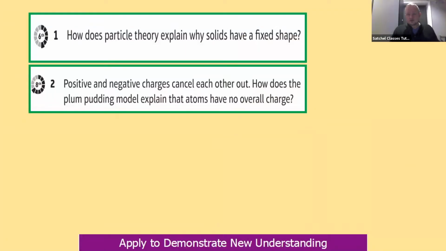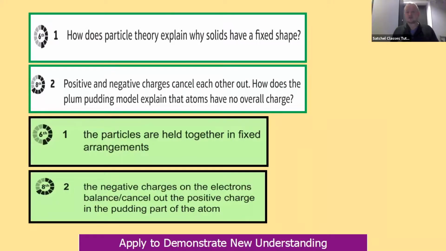So, just taking a segue sideways for a moment, how does particle theory explain why solids have a fixed shape? And positive and negative charges cancel each other out, so how does the plum pudding model explain atoms have no overall charge? Well, first off, particle theory explains why solids have a fixed shape. You have this idea from year 7, and it's because the particles are held together in fixed arrangements. That idea of all those spheres next to each other with very little space between them, meaning that they're in fixed arrangements and they can't move, that gives them a fixed shape.